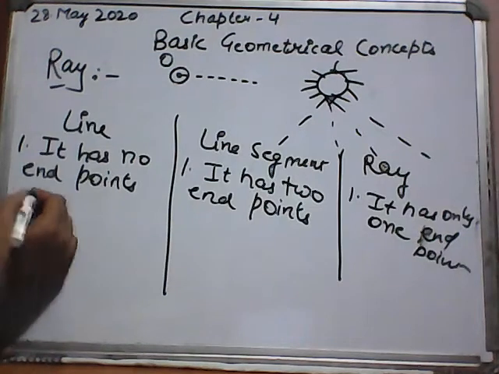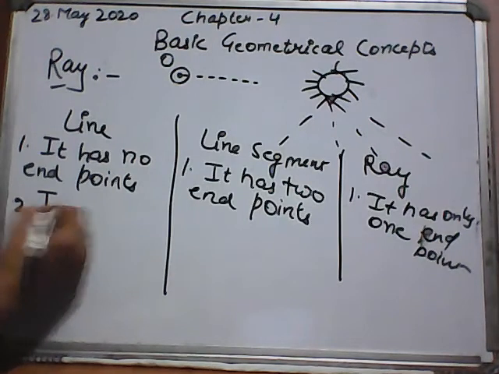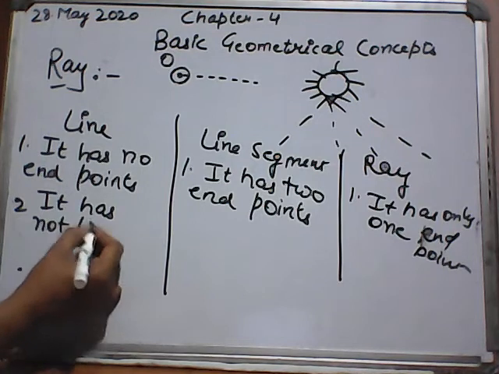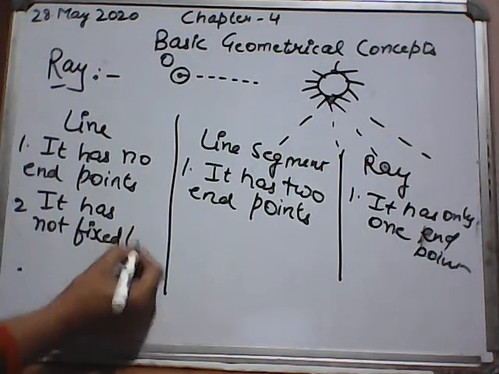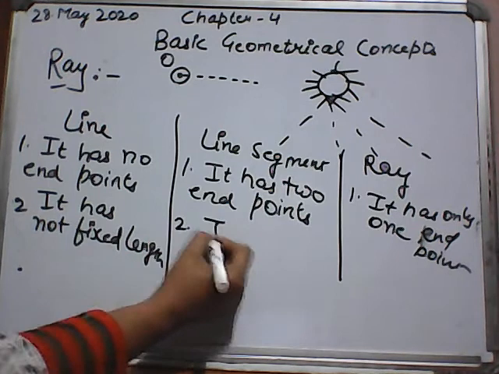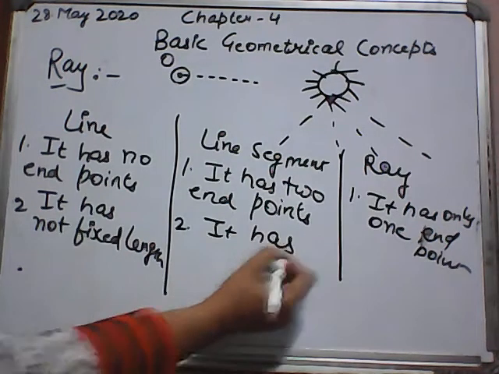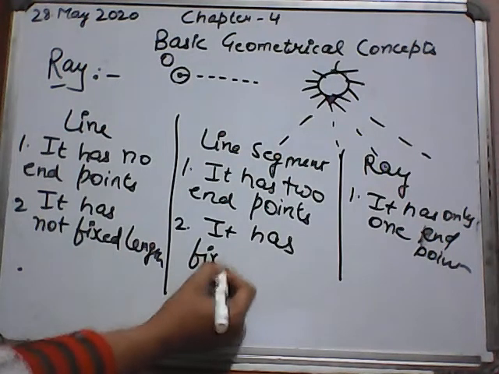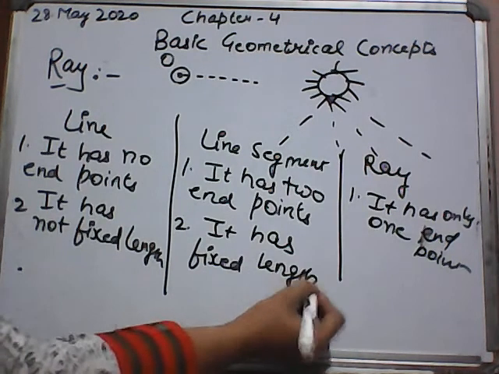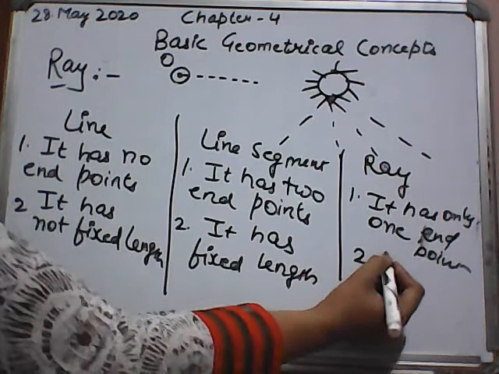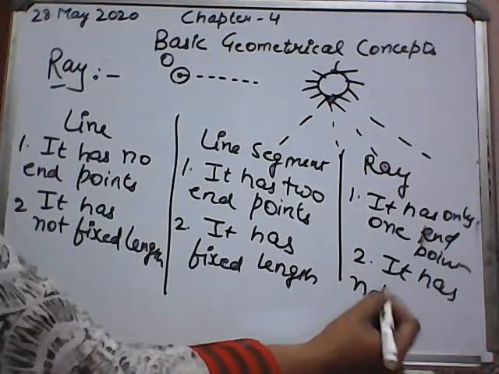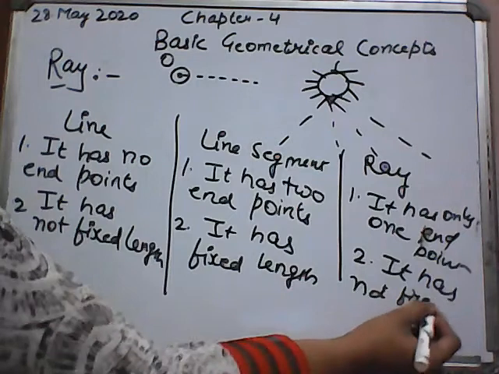The length of a line is not fixed. It has no fixed length as it can be extended in both directions. But the length of a line segment is fixed. Suppose you have to draw a 5 centimeter line, a 4 centimeter line. The length of a line segment is fixed.